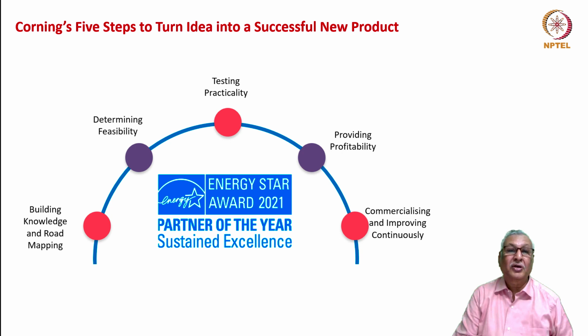The 5 steps of Corning to turn an idea into a successful new project or a new product are as follows. 1. Building knowledge and road mapping. That is the fundamental first step. 2nd, determining feasibility. Testing practicality, proving profitability, and commercializing and improving continuously. So between feasibility and practicality, much happens in terms of the development of the product. But knowledge building and road mapping is also vital. That sets the tone for project management of the product.